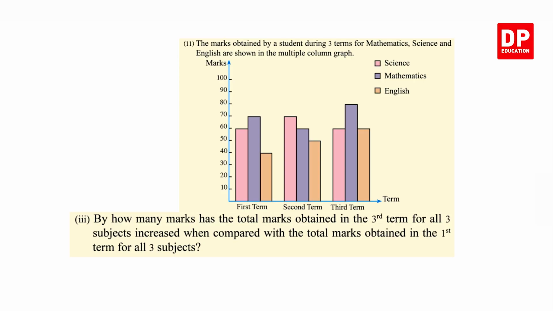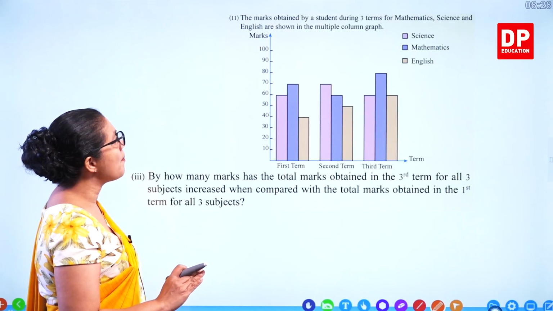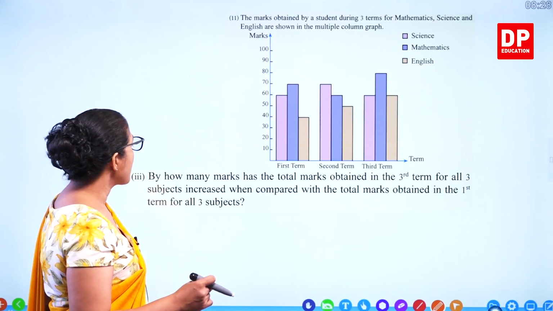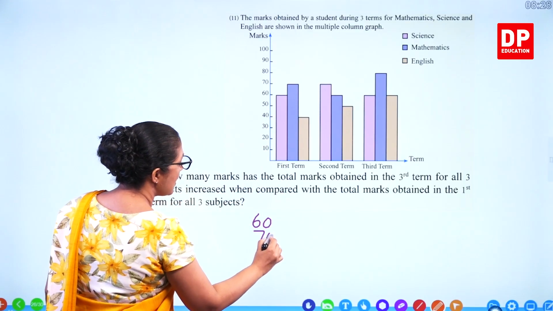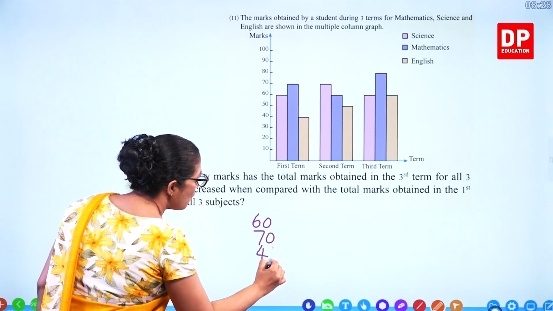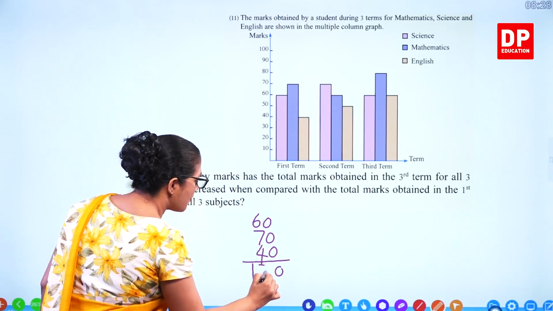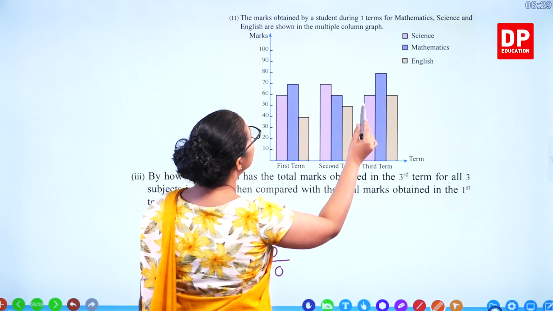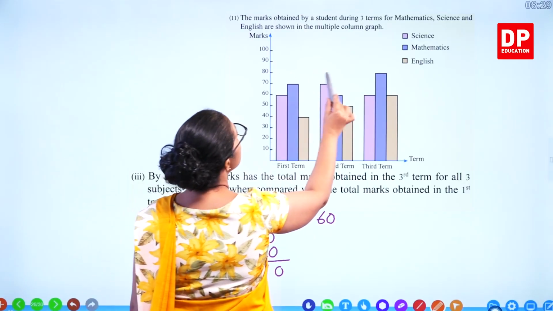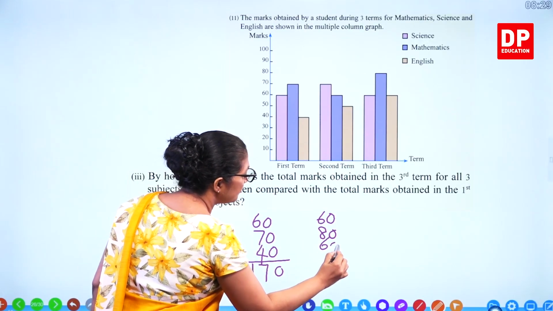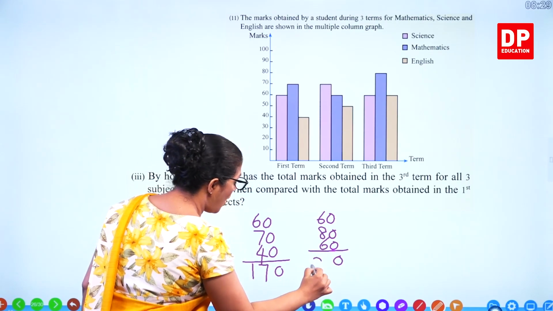Then this one, by how many marks has the total marks obtained in the 3rd term for all 3 subjects increased when compared with the total marks obtained in the 1st term for all 3 subjects? So we need to add 1st term marks separately and the 3rd term marks and subtract. So here 60, 70 and here 40. So that's 1st term. So total is 170. What's the total in the 3rd term? 60. Here you get, what's the value? 80. And 60 again. You get 140 plus 60, 200.